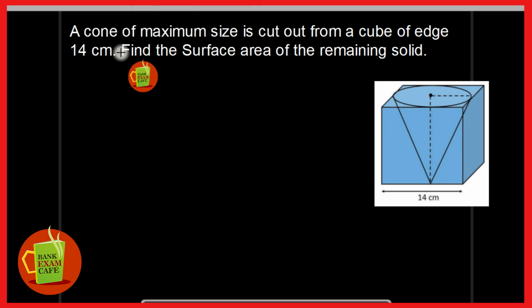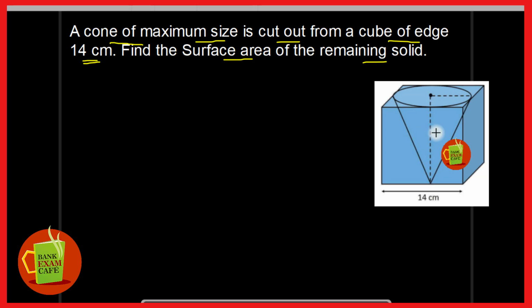Now friends, here is the first question on the screen. A cone of maximum size is cut out from the cube of edge 14 centimeter. Find the surface area of the remaining solid. Friends, here it is shown in the figure that the cone is carved out or scooped out of the cube, you can say cut out or removed.